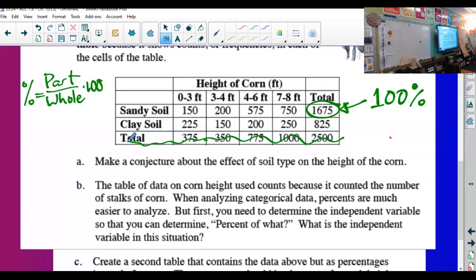Isn't clay soil already the sandy soil? What do you mean? I don't know what you're comparing. So I think once we convert this to percentages, it'll be easier to talk about what we notice. So I would say convert to percentages.